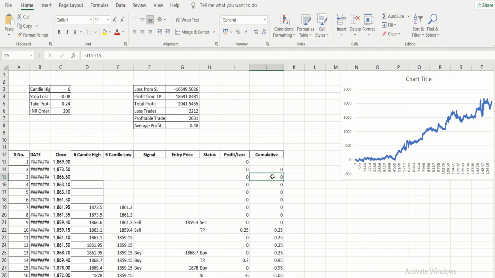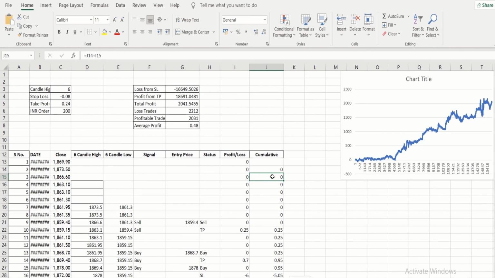Now see here the performance metrics that are tabulated in the Excel sheet. So finally, the loss from all loss-making trades is 16,649 and the profit from trades that hit take profit is 18,691. So the net profit and loss is 2041.